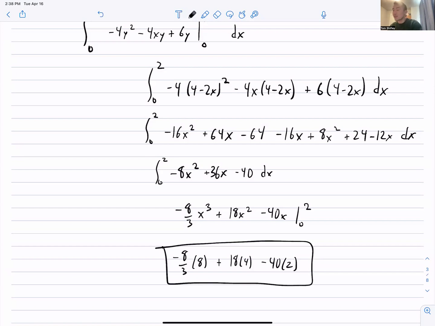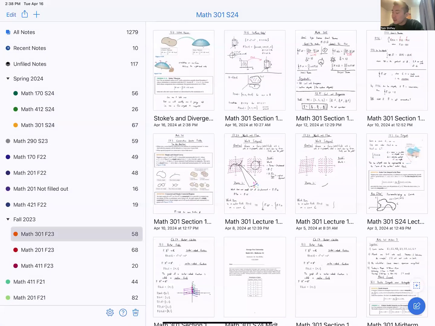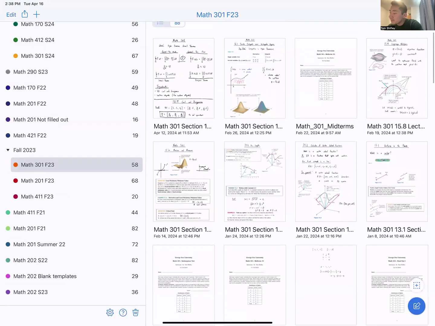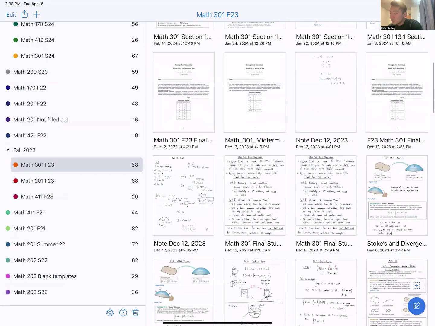I wonder if I wrote it down in the other one. So my other one, did I actually write it down? Let's see. Did I write it down?